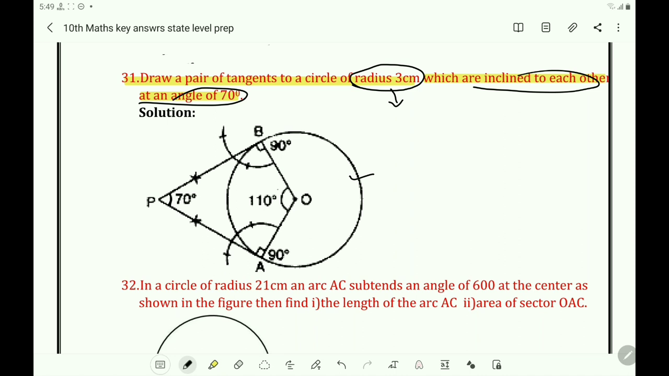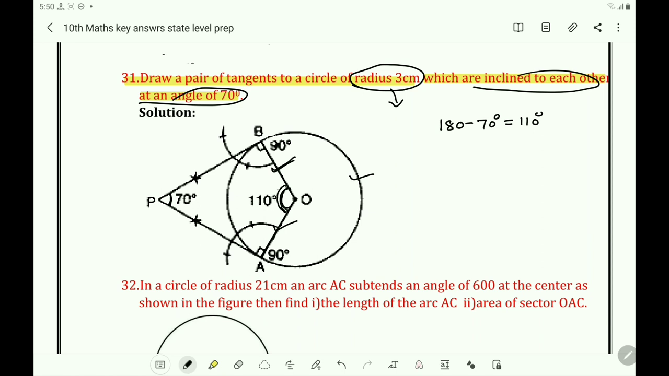But here what you have to do, we have to draw the two radii with the angle 180 minus 70 degrees, which is equal to 110 degrees. Here what you have to do, draw one radius and construct a 110 degree angle at point O and draw the other radius. Here OA is the first radius and OB is the second radius. The angle between AO and OB is how much?